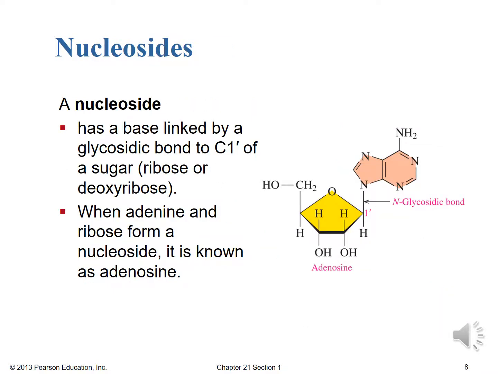Okay, so lots of similar names, right? Here we have nucleosides, and a nucleoside has a base linked by a glycosidic bond to C1 prime of a sugar, whether it's ribose for RNA or deoxyribose for DNA. When adenine and ribose form a nucleoside, it's known as adenosine. And there we have a picture of adenosine where you have the ribose connected to the adenine base, nitrogenous base. So there we have adenosine now.